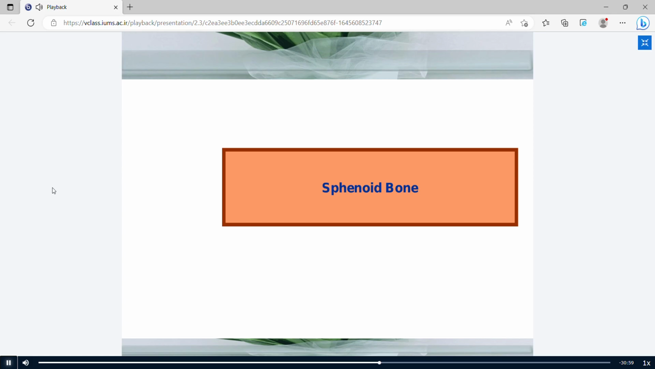Before we start, please answer the poll question. Please select the number A, B, C, or D. The question is: which of the structures is located in the lateral part of the occipital bone? A, pharyngeal tubercle; B, clivus; C, hypoglossal canal; and D, inion. Please answer it.